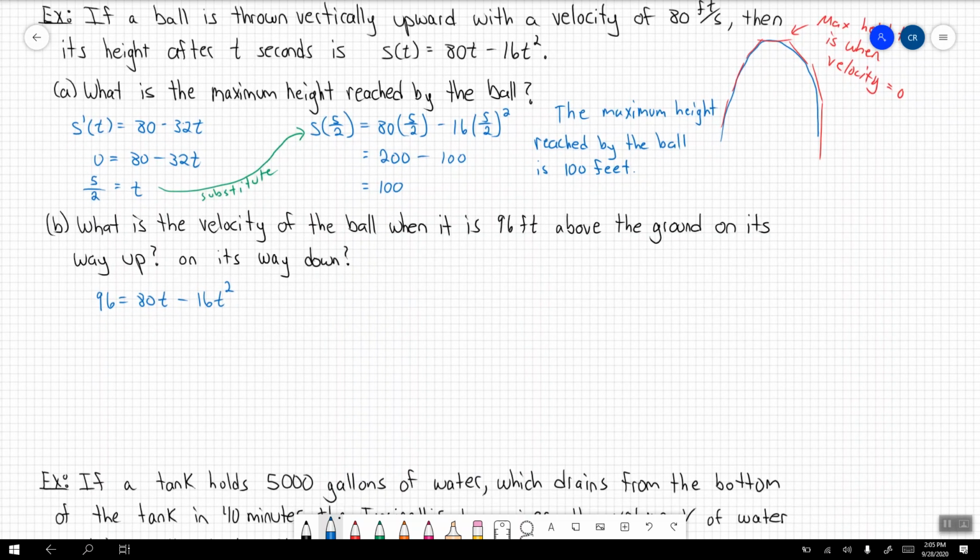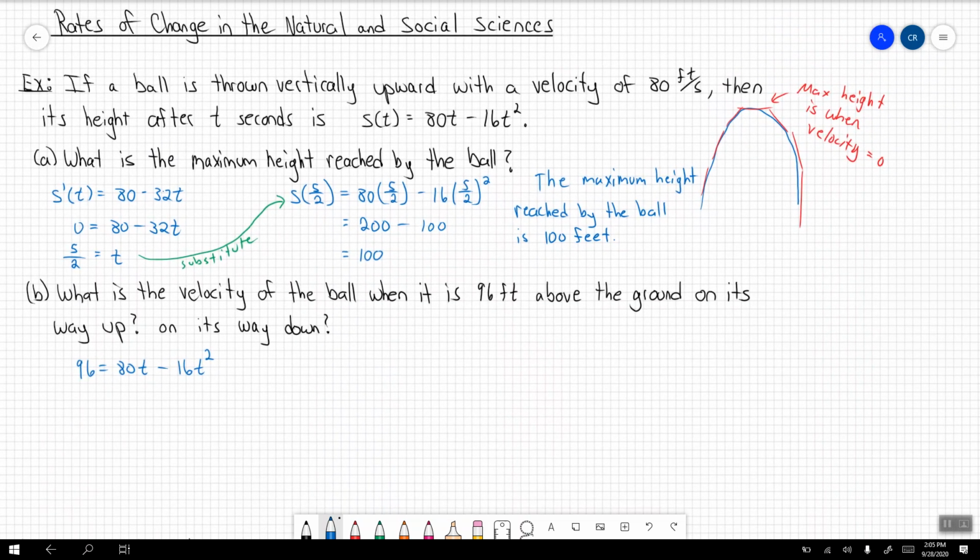So I'm going to go ahead and start trying to solve for t. The way to do this is that this is a quadratic, so I want to use that whole process of a quadratic equation to try to solve. So let's get everything onto one side. 16t squared.